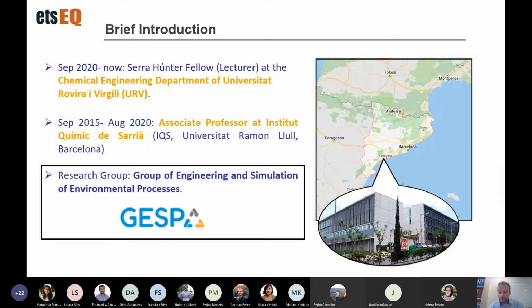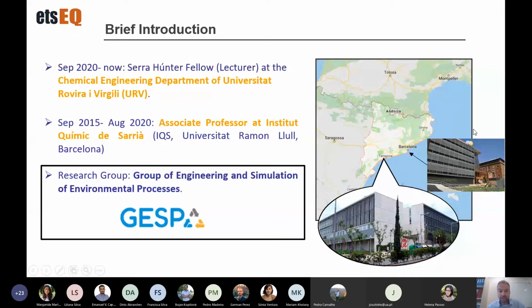I know that you are quite familiar with Rovira i Virgili University, but for those of you who don't know, it's located in Tarragona, a city 100 kilometers south of Barcelona. You are more than cordially invited to come once we get past the current pandemic situation. Still, I have lots of connections with my previous institution in Barcelona, IQS, and I'm still in the research group of engineering and simulation of environmental processes, the current research group where I am working.